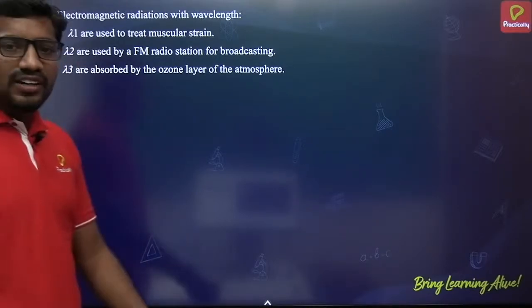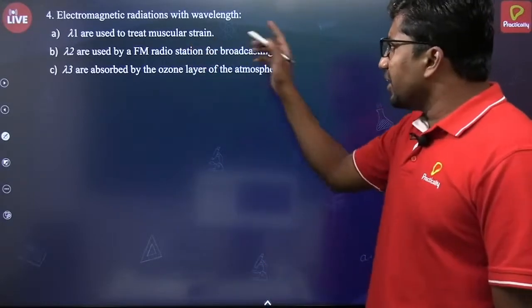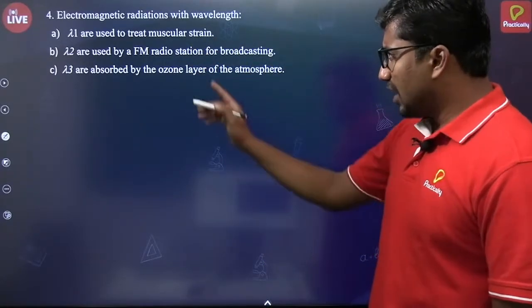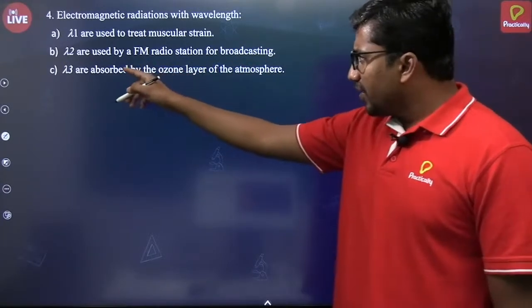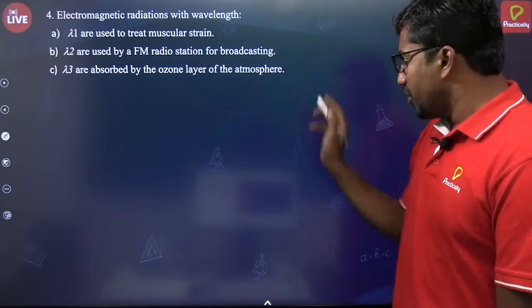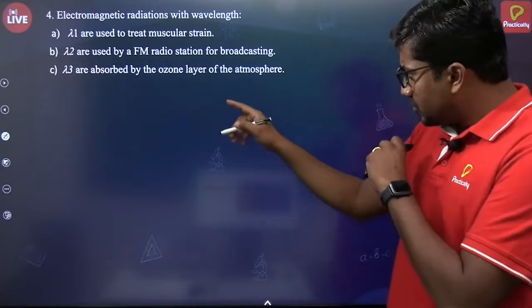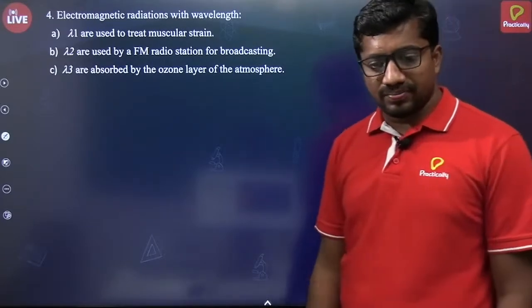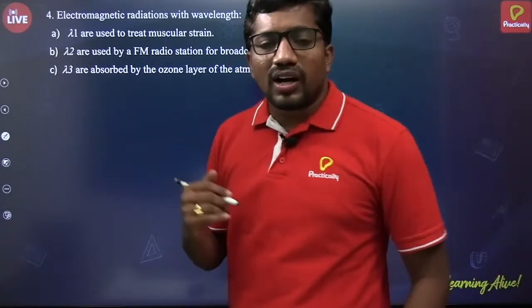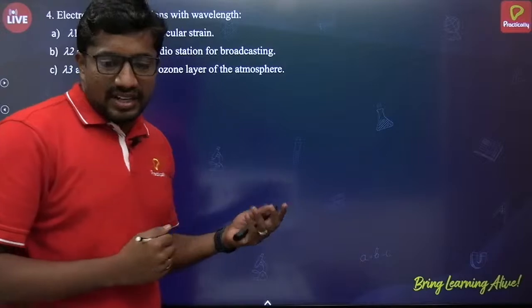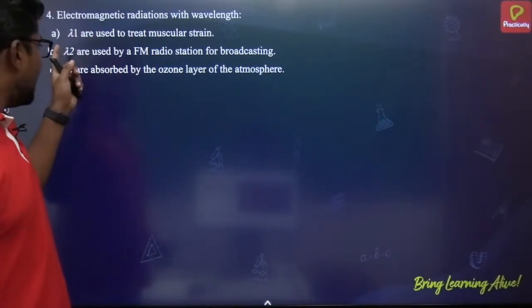Yeah, here is the one. Theory 1. Let us see here. Electromagnetic radiations with wavelength lambda 1 are used to treat muscular strain. Those having wavelength lambda 2 are used by an FM radio station for broadcasting. Lambda 3 is absorbed by the ozone layer of the atmosphere. Okay, so now what are those radiations? We have to give the names. This is from the electromagnetic waves. Here it is, see, it's very clear.